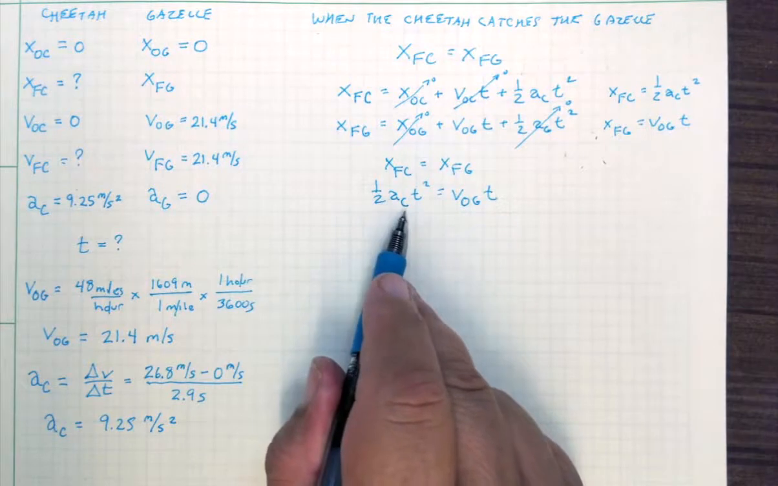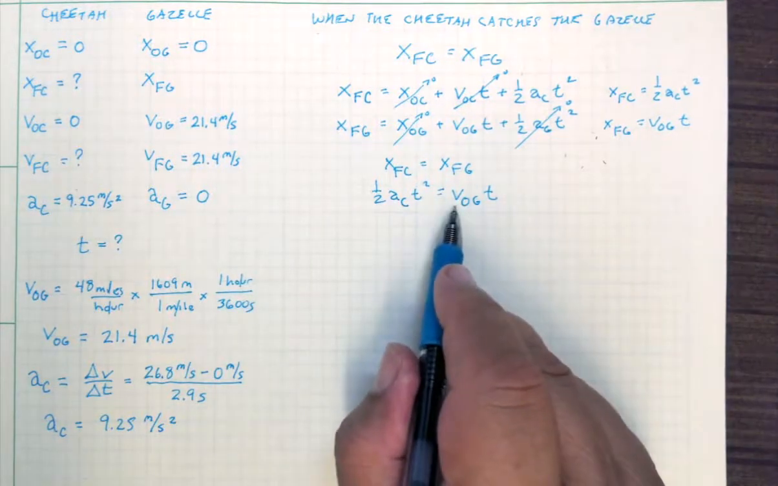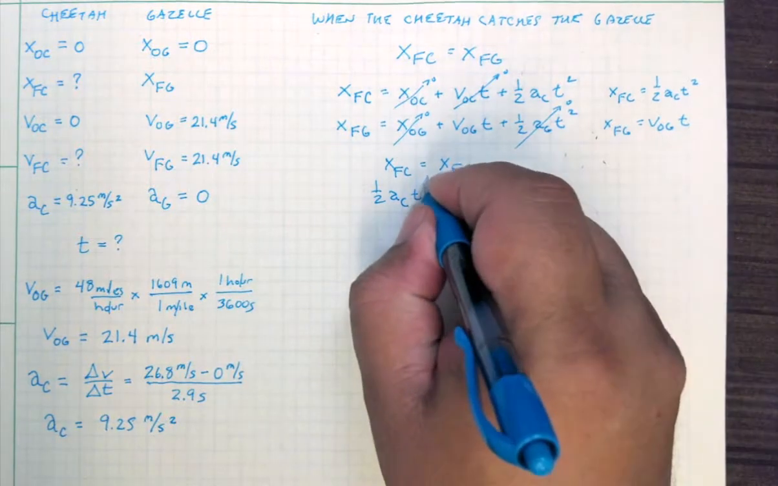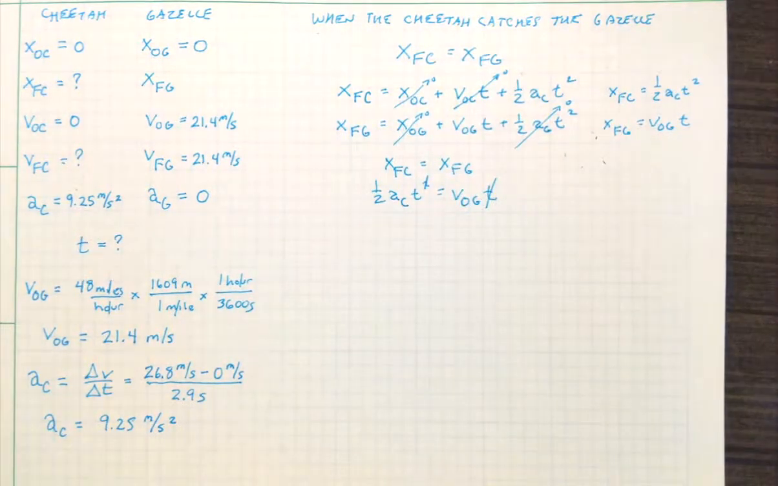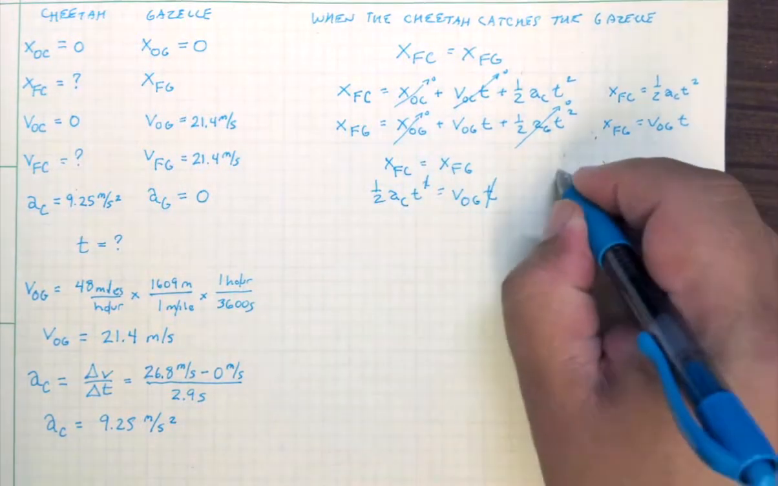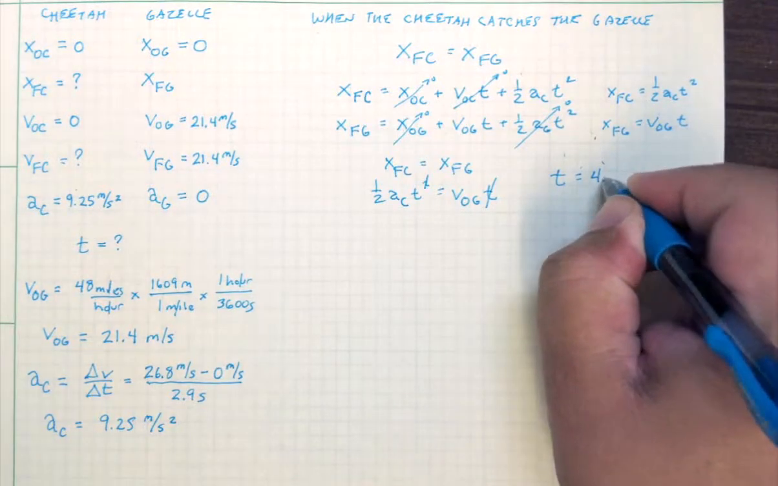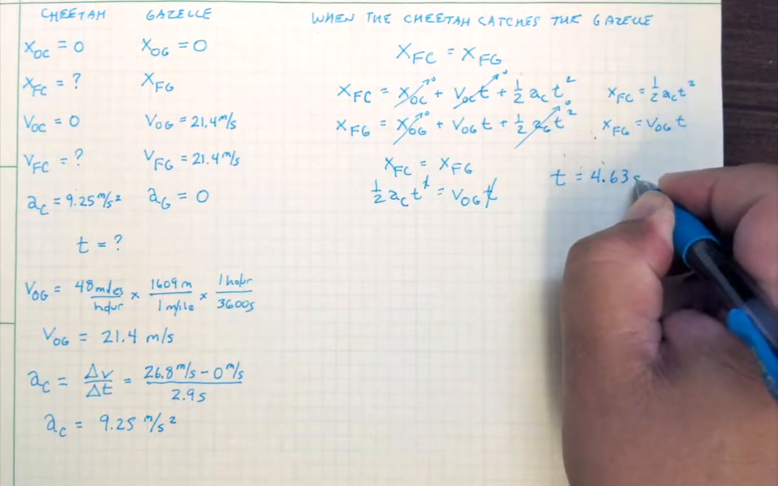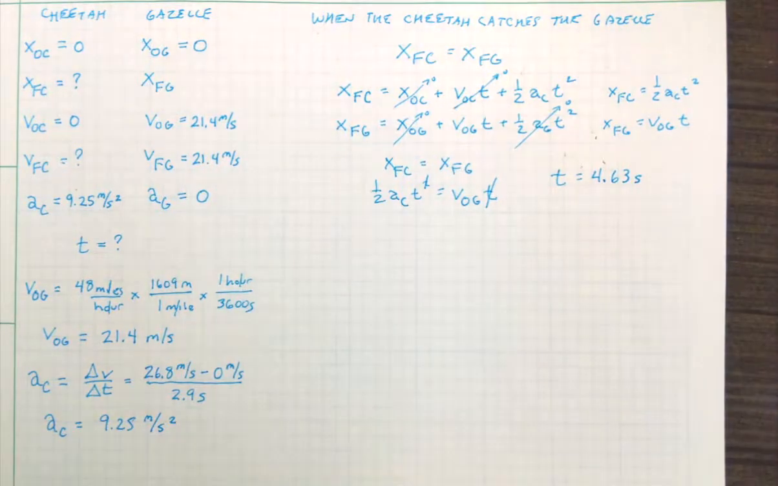So 1/2 times the acceleration of the cheetah times time squared equals the initial velocity of the gazelle times the time. One of those t factors will cancel. And we can then solve the equation for t, getting a total time for the chase of 4.63 seconds. Now, since this problem has two significant figures, we would report this time as 4.6 seconds. So it takes 4.6 seconds for the cheetah to run the gazelle down.